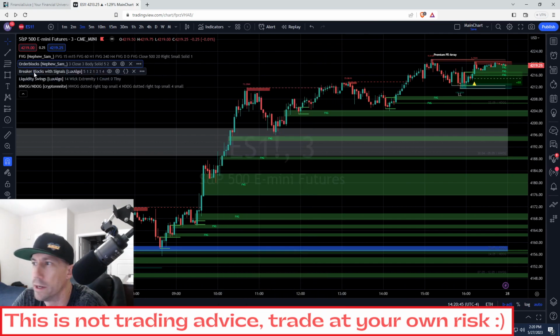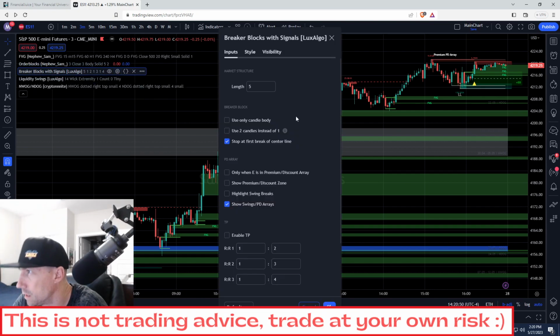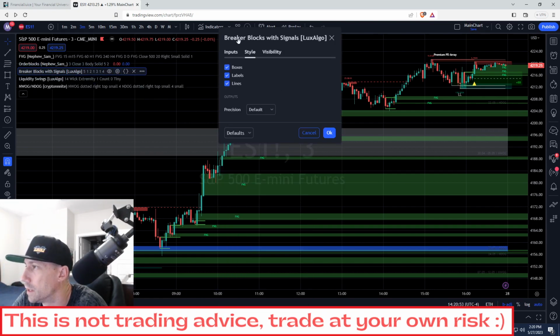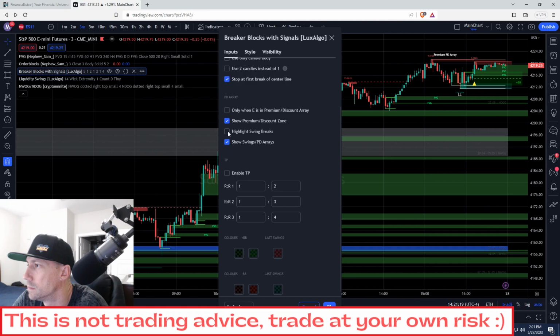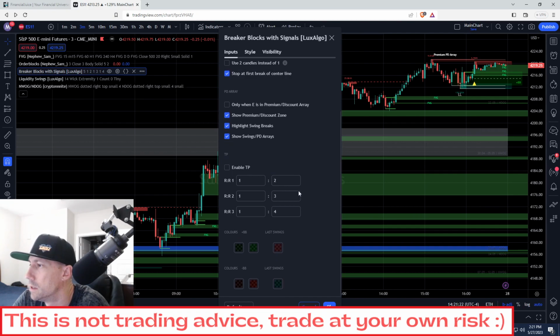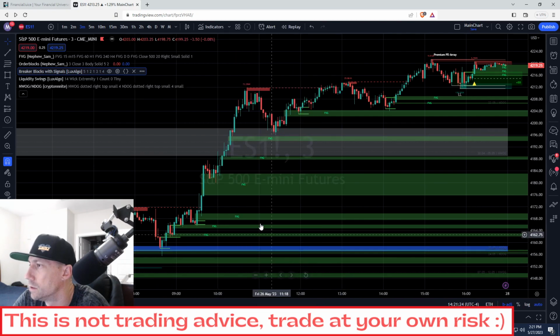So there's that, and then breaker blocks with signals by LuxAlgo, and here you go. Just type in breaker blocks with signals and you'll see that, and length is 5. Stop at first break of center line. Show swing PD arrays. I did not really mess with a whole lot of these, and actually you could do that. Show premium and discount zones. That would actually make sense. I'm not sure why I didn't see that. I guess let's try that too, and there you go. So we're going to do OK.